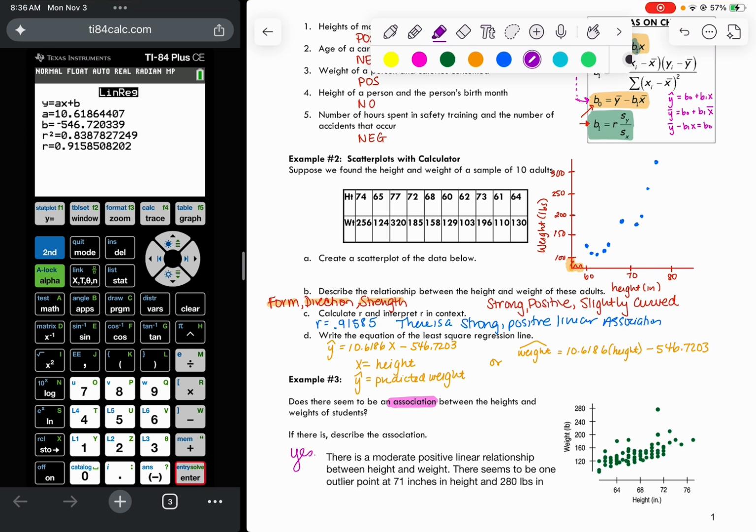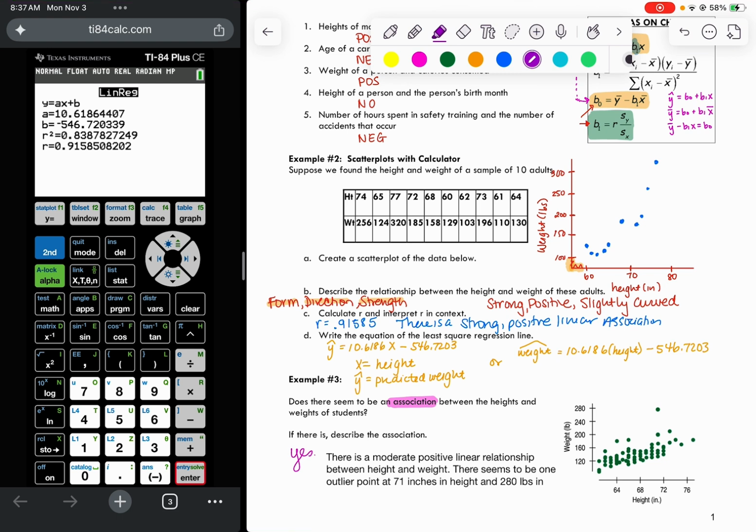Remember that R is your correlation coefficient. The correlation coefficient will give you direction and it will give you strength. By default, the correlation coefficient only describes the strength and the direction of a linear relationship. So the form is implied from the fact that you're calculating R, because R is only associated with linear relationships. Notice the R value here is 0.91585. That would mean that there is a strong linear relationship. It's going to be positive because that number is positive.